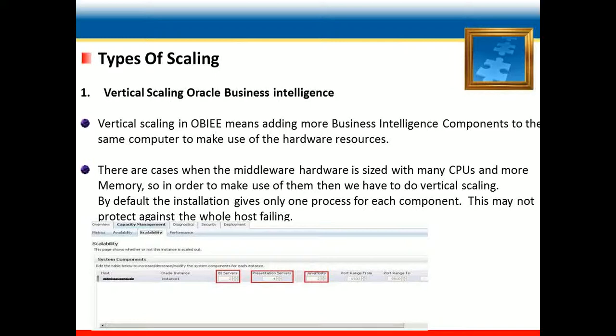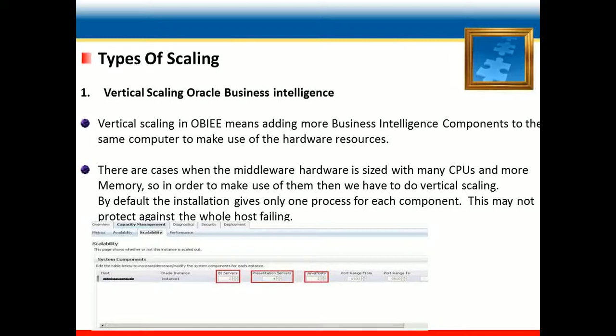So now I'm giving an example of vertical scaling. It occurs when we add additional capacity of system components. For example, we can see BI server, presentation server, and Java host on the same computer. Or if we have two instances of BI server, two of presentation server, and two of Java host running on the same host, here we can see it doesn't protect against the whole host failing. This is a drawback of vertical scaling in Oracle Business Intelligence.